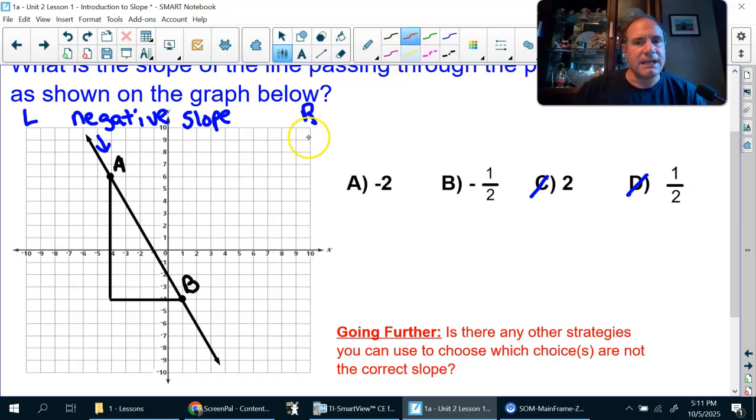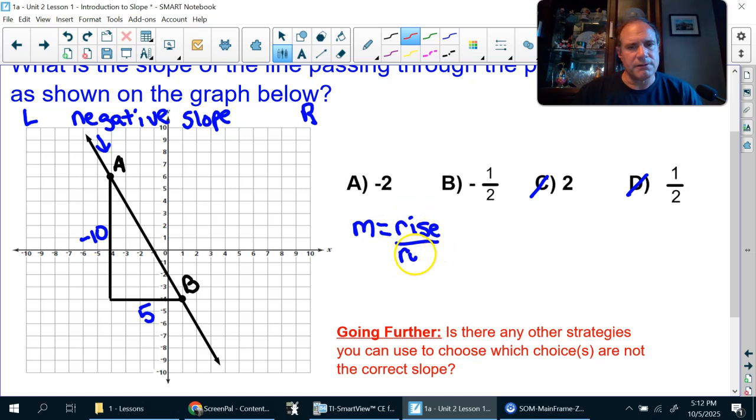So we're going to just go ahead and count here. This is 1, 2, 3, 4, 5, 6, 7, 8, 9, 10. We're going to put -10 down. And then we're going to go 1, 2, 3, 4, 5, and that's a positive 5. So the slope is rise over run. M equals -10 over 5, and that would divide into -2. So A is your answer.